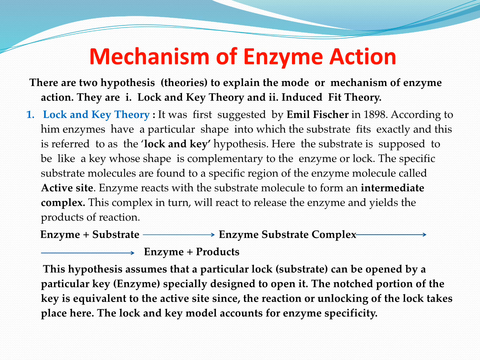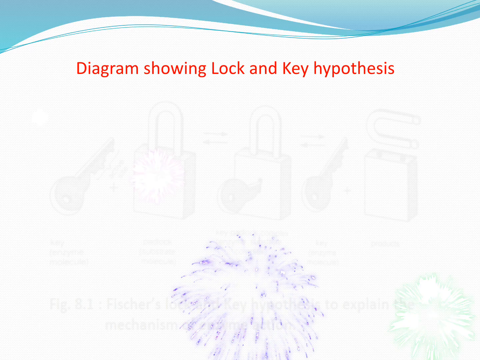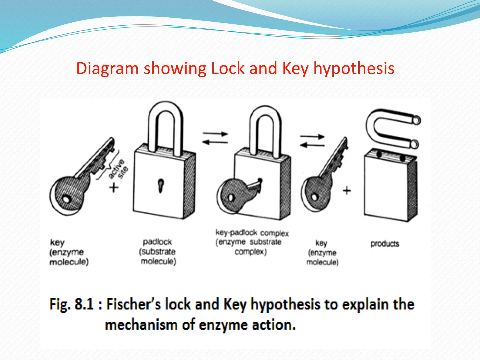This hypothesis assumes that a particular lock, or substrate, can be opened by a particular key, that is the enzyme, specially designed to open it. The notched portion of the key is equivalent to the active site, since the reaction or unlocking of the lock takes place here. The lock and key model accounts for enzyme specificity. This image shows the lock and key hypothesis to explain the mechanism of enzyme action.